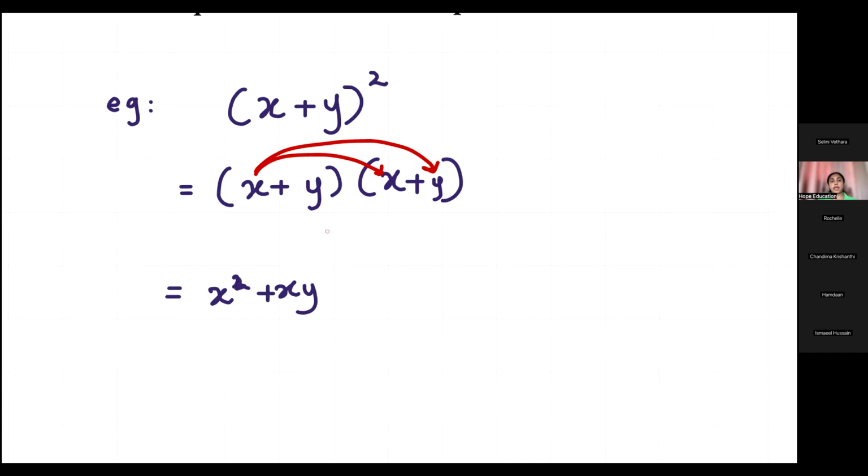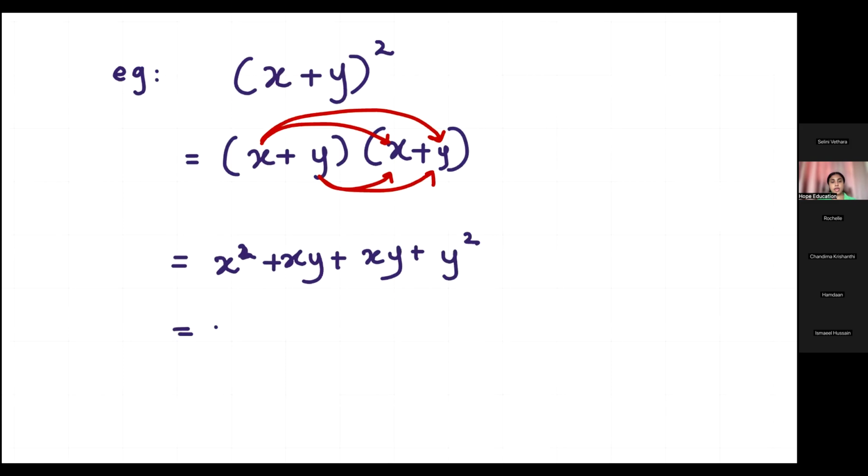Then y multiplied by x is xy. Plus times plus is plus. Then y multiplied by y is y squared. Plus times plus is plus. So x squared plus xy plus xy means 2xy, plus y squared. Is this simplification clear to you, Lamai? What about others? Give me a thumbs up, please.